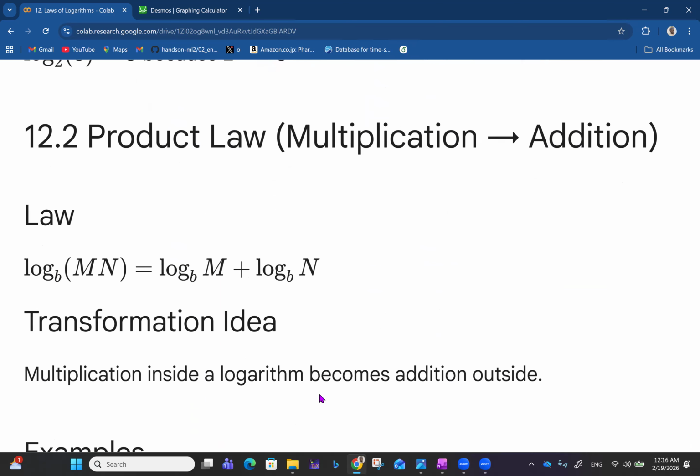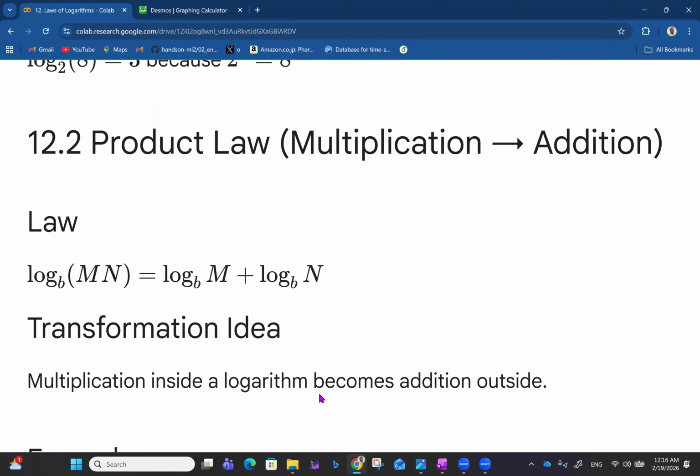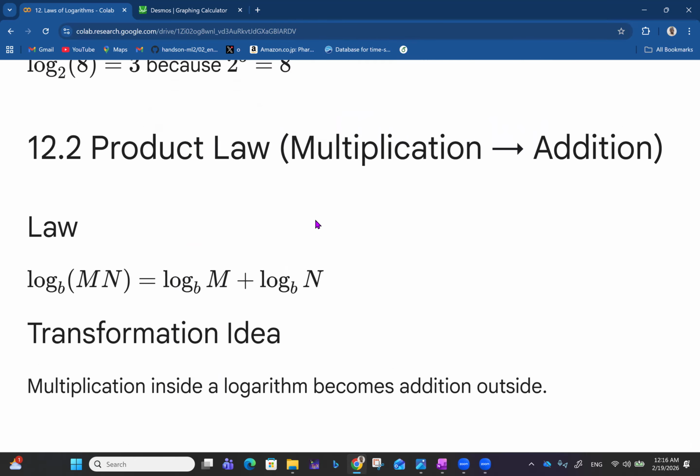The first law is what is known as the product law. The product law simply transforms multiplication inside the logarithm to addition outside the logarithm. So the law is that if you have the log to base b of m times n, it is the same thing as log m to base b plus log n base b, like that. And if you have mnp, that would now be plus log p to base b. So as far as you have the product to a base, you can split it out like that.